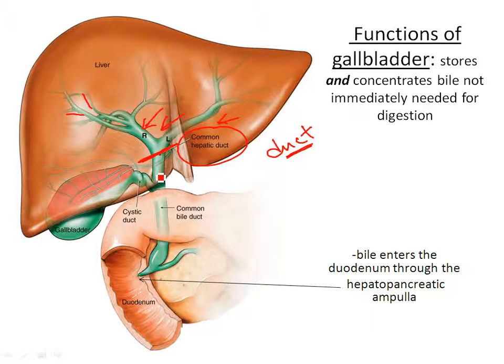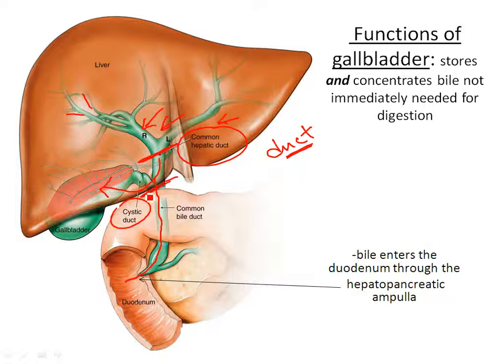We don't need the bile. So all the excess is going to be pushed over here into the gallbladder through the cystic duct, and we'll store it in the gallbladder until we need it. Now, if we need the bile, it's going to flow through the common bile duct.